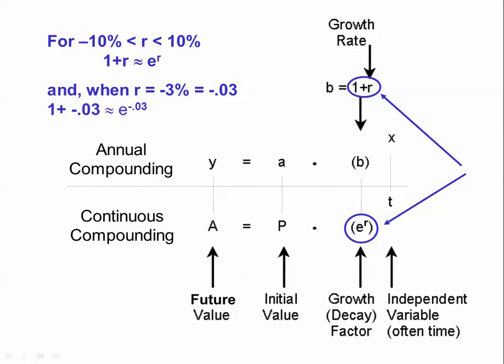When r is negative 3%, then 1 plus negative 0.03 is approximately equal to e to the negative 0.03. You see that 0.97, if you evaluate e to the negative 0.03, you get approximately 0.97.